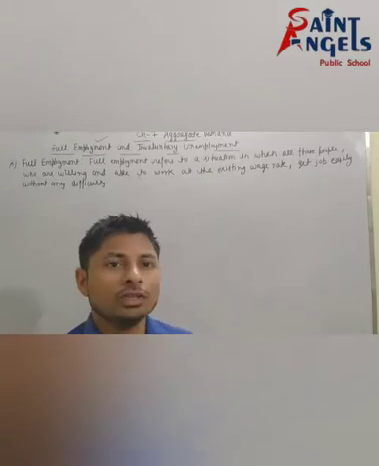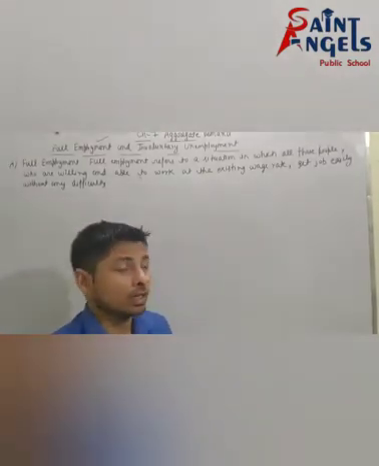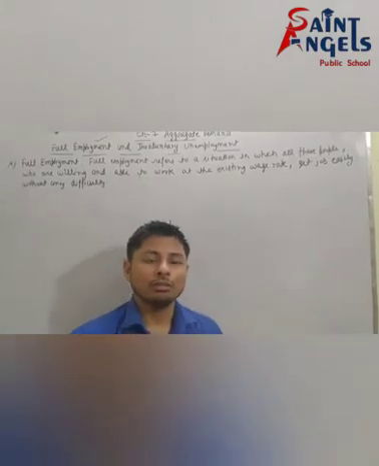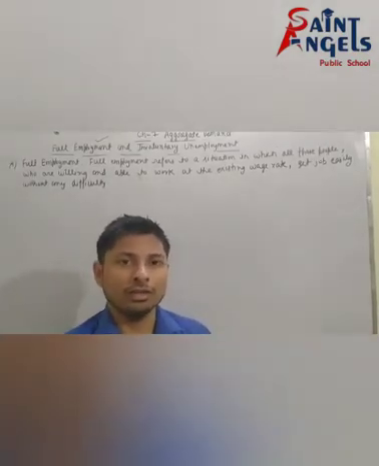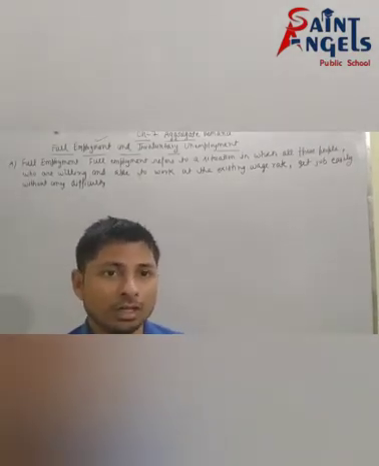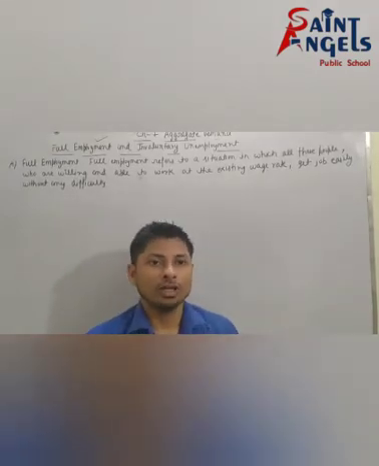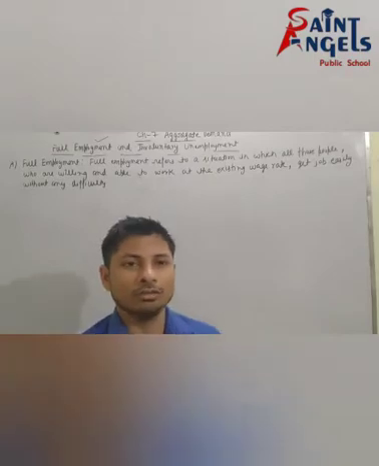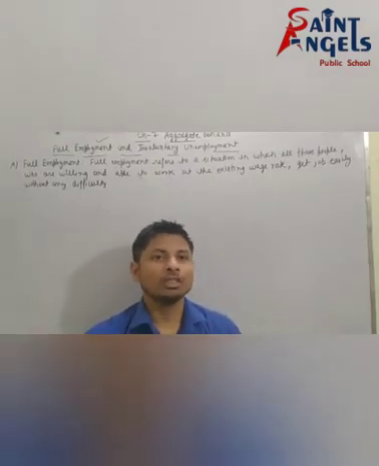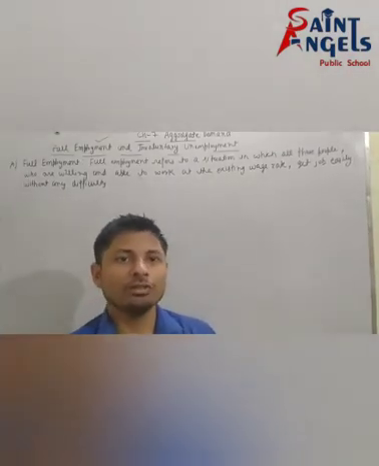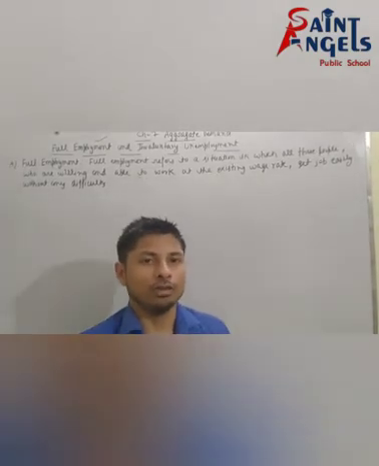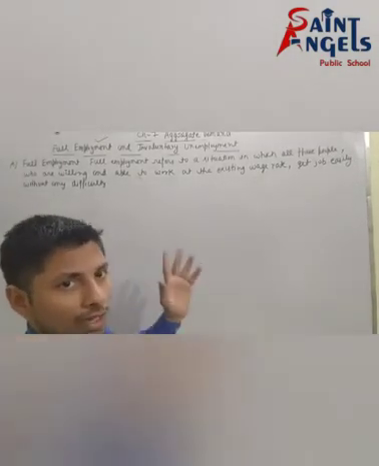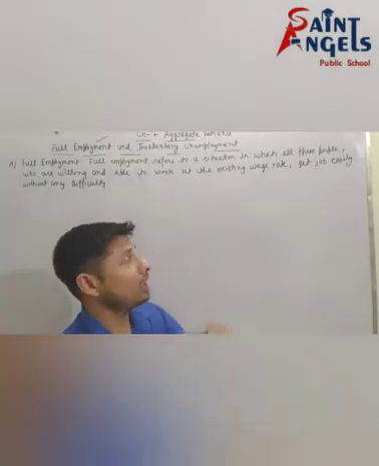Today we are going to discuss again chapter number 7, aggregate demand. As you know, in my previous video we discussed investment and types of investment. There are two types of investment: first induced investment and second autonomous investment. We also discussed the difference between them. But today we are going to discuss the next topic, full employment and involuntary unemployment.